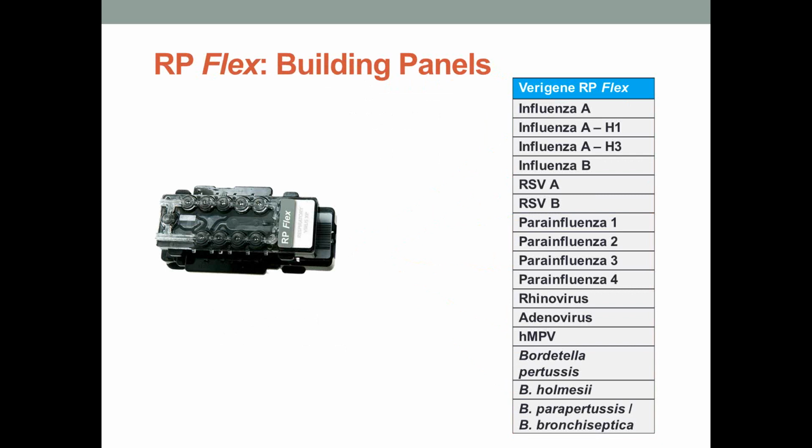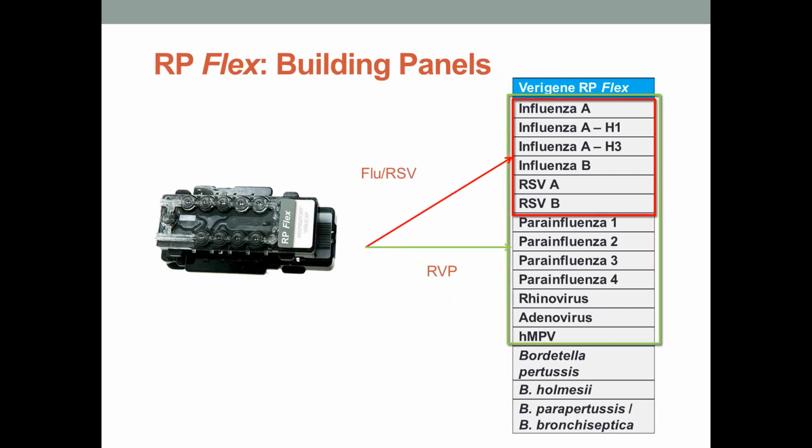So the way we chose to set this up in our hospital was to build 3 different panels. The first of these is flu and RSV. Let me go ahead and show you what the panels are. So we did a flu RSV panel, a complete respiratory viral panel, which is everything here from flu on down through human metapneumovirus, and then a Bordetella panel.